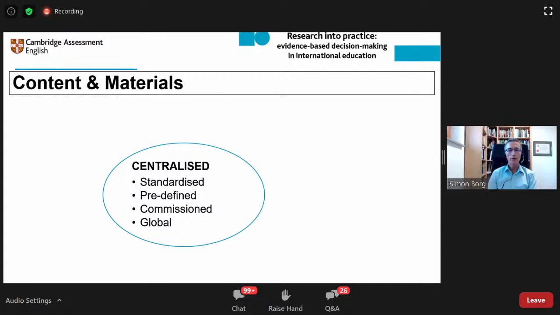The materials will very often be commissioned and externally written to certain specifications, and the content of the material will very often be global. So the materials might be about effective practice in teaching and learning foreign languages, or effective practice in teaching and learning science or mathematics globally, rather than looking specifically at a particular context.